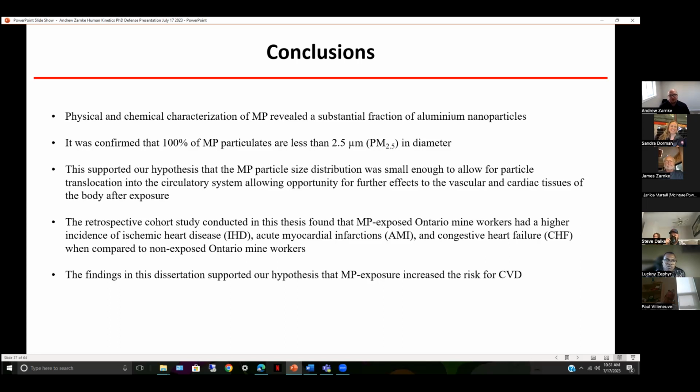The retrospective cohort study conducted in this thesis found McIntyre exposed mine workers had a higher incidence of ischemic heart disease, heart attack, and congestive heart failure when compared to not exposed Ontario mine workers. The findings in this dissertation supported our hypothesis that McIntyre powder exposed mine workers were at increased risk for cardiovascular disease.